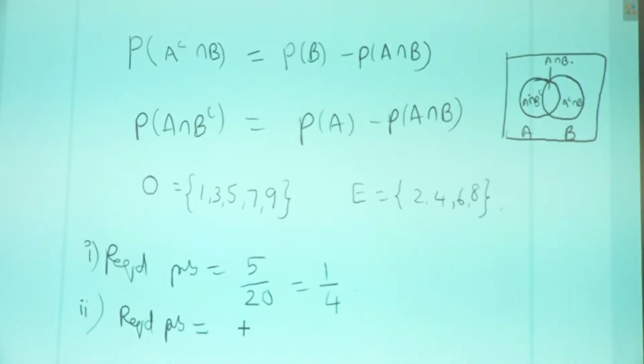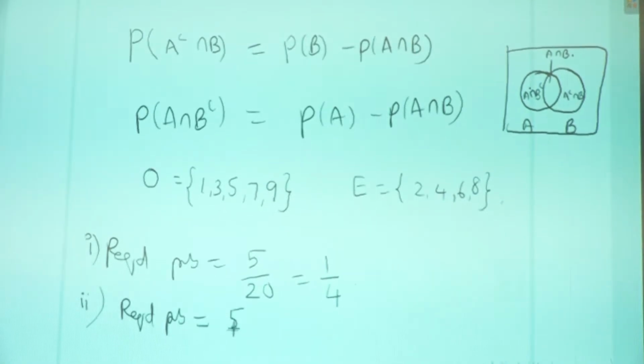Here no such compulsion is there, right? 2 is one of the digits selected. How many cases are there? 9 cases: 2 comma 1, 2 comma 2, 2 comma 3, and so on, 2 comma 9. Of them, how many cases are there where the sum is odd? 5 cases, right? So what is the required probability now? 5 by 9.